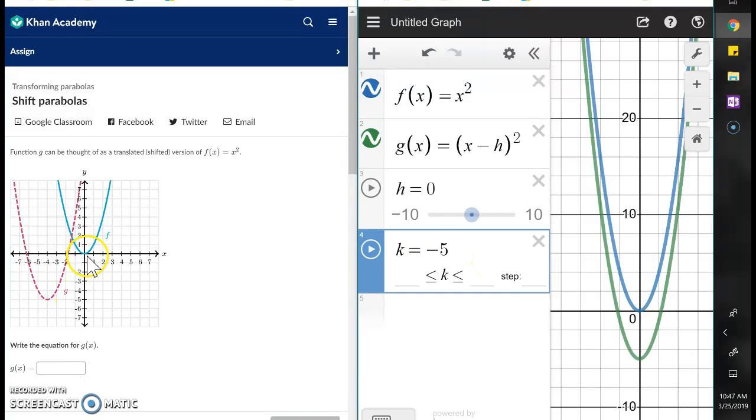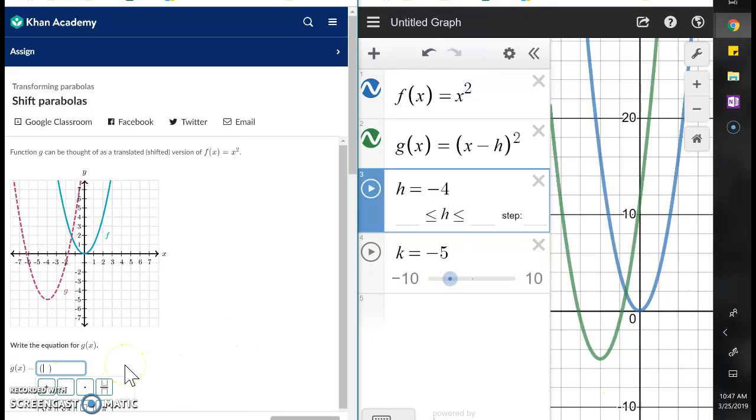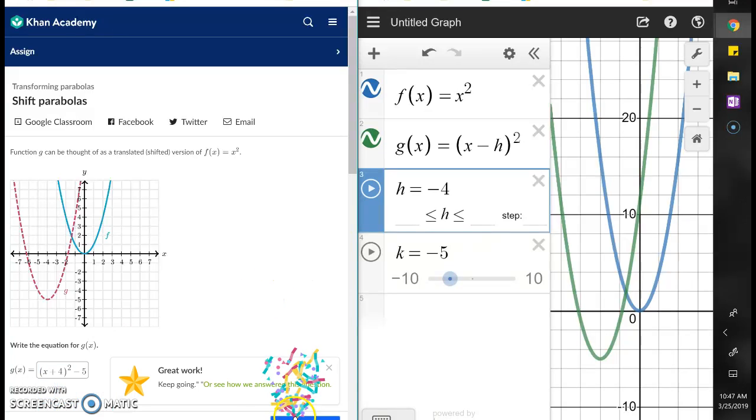We want it to go to the left by 4. So we'll change this to -4. Now we've got it matched up. Let's go ahead and type in the equation. X, the opposite of the H value, so plus 4 this time. Squared minus 5.